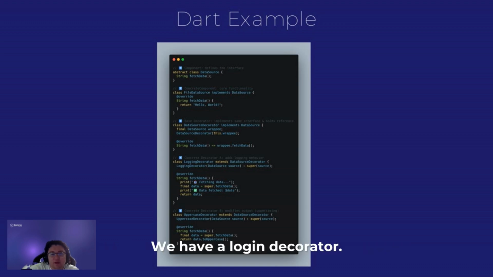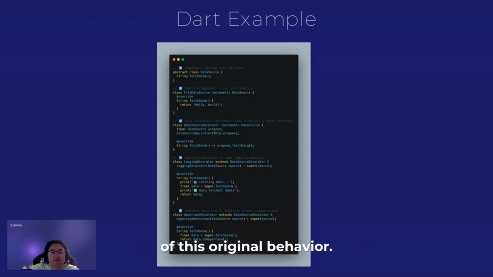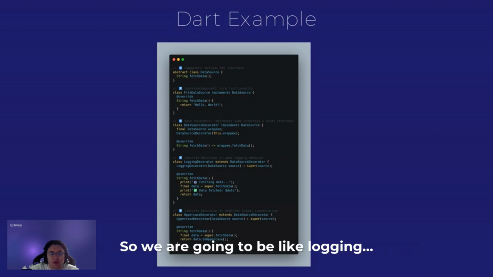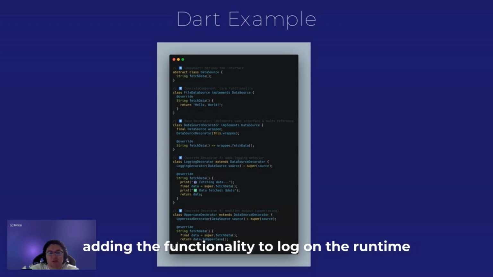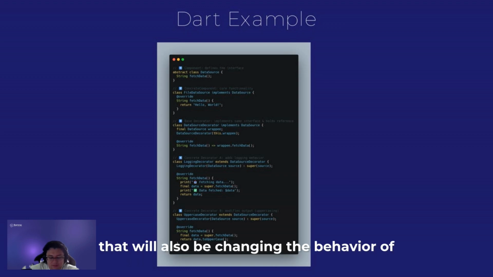We have a logging decorator. This now is one of the classes that we are going to use to extend the functionality of this original hello world, of this original behavior. On this one specifically, what we are going to do is just put some prints. So we are going to be logging, adding the functionality to log during the runtime of this hello world. And we have another decorator that will also be changing the behavior of the result of these other classes, and this one is to convert to uppercase.